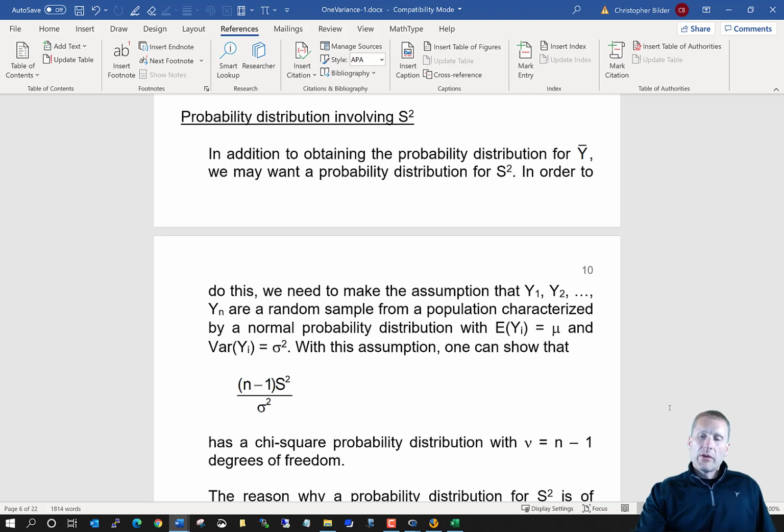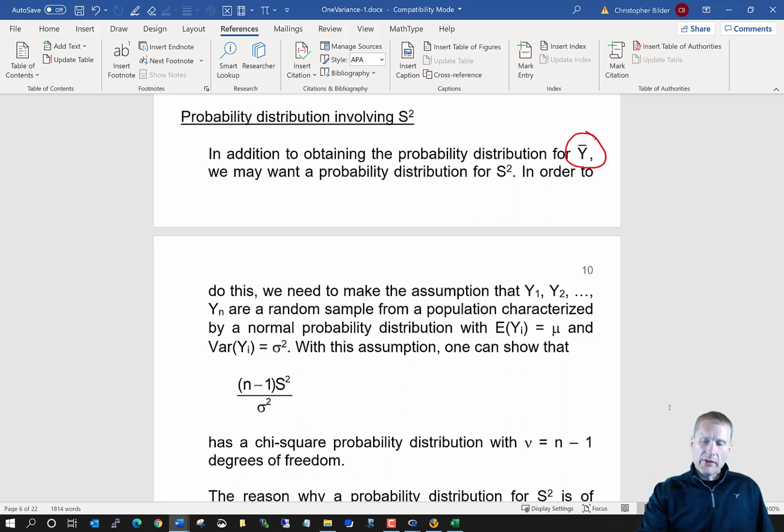Okay, so hopefully you remember when we were doing inferences about the population mean. This is when we talked about, for example, the central limit theorem. We saw that y bar, our sample mean, has an approximate normal distribution. And eventually we got into working with a t-distribution, and y bar played a role in that as well. Well, now we need a probability distribution for S squared, since we want to make inferences about sigma squared.